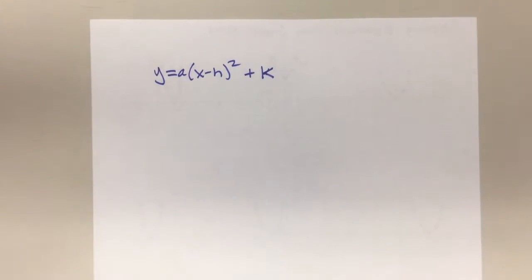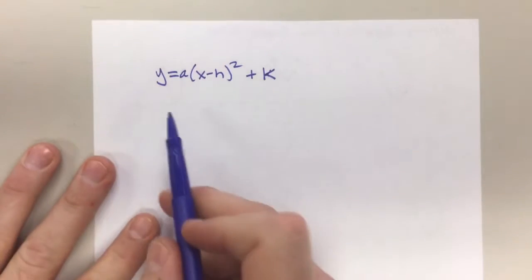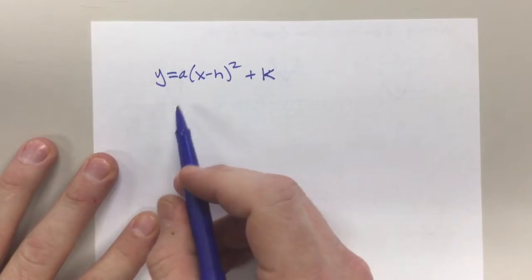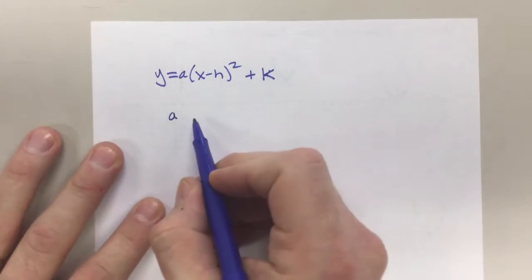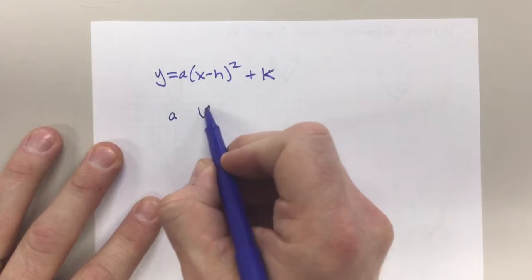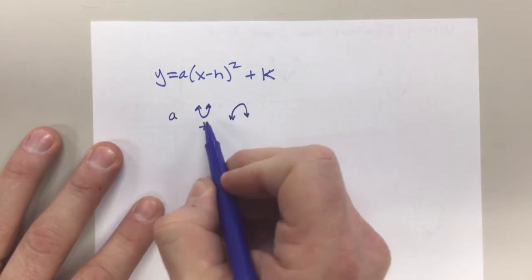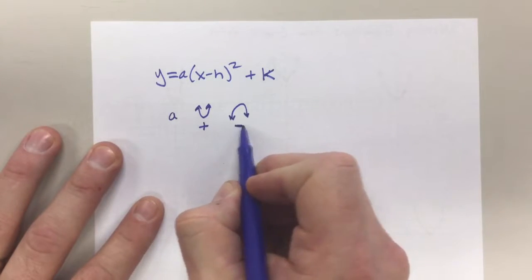Today's notes are on writing equations from graphs. This is the equation for a parabola that we have been studying. Remember, A stands for whether or not the parabola opens up or down. When A is positive, it opens up. When A is negative, it opens down.